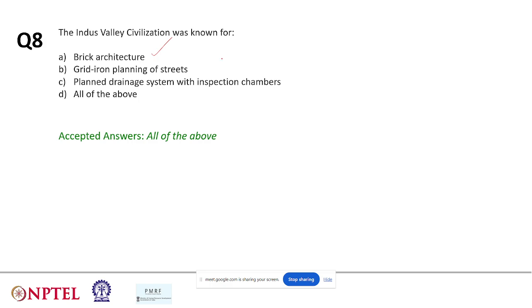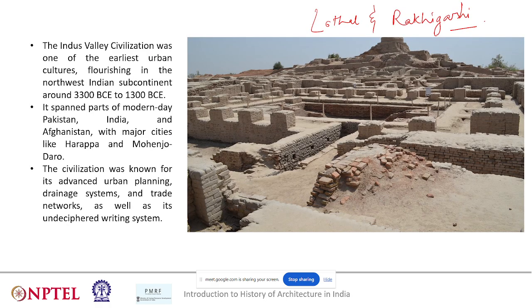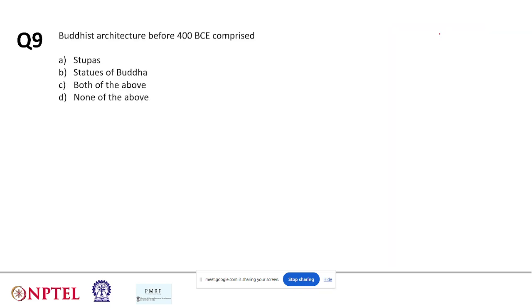Also, in the video lectures, you have seen how the drainage systems were placed, and how the square and rectangular units are there in this particular civilization. And of course, the drainage system was very, very planned. This is very unique, because even the contemporary civilizations of the Indus Valley civilization didn't have such a planned drainage system with inspection chambers, right? Okay, so that's the Indus Valley civilization.